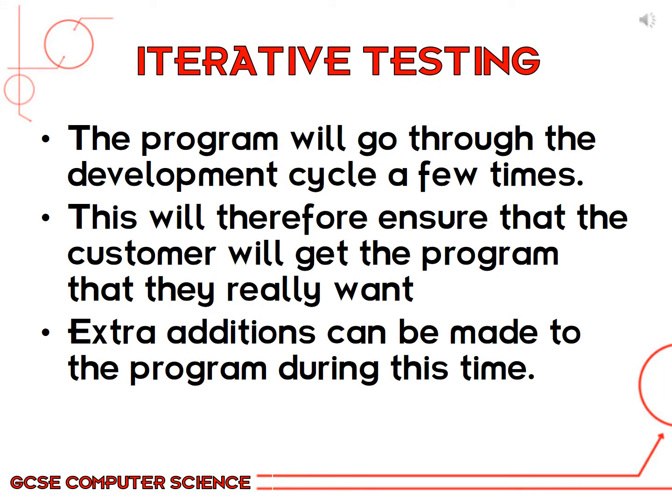Iterative testing is when you go through the development cycle a few times, so you keep testing continually. This will ensure that the program is exactly what the customer wants. You can also make extra additions during this time, so as you're doing the testing, you realize that they actually wanted to do something extra, so you put an extra addition in as you go.